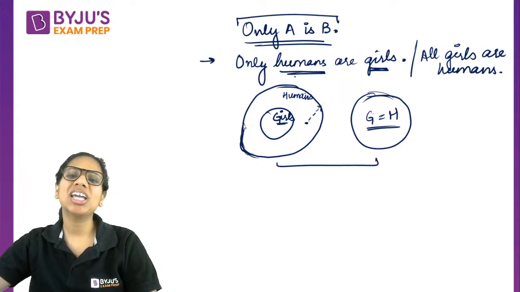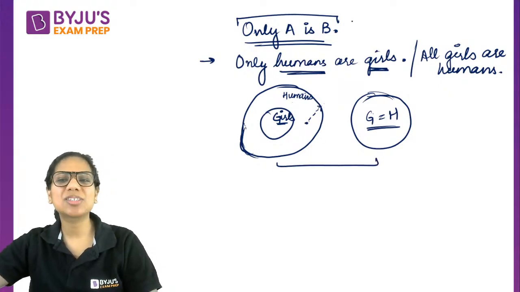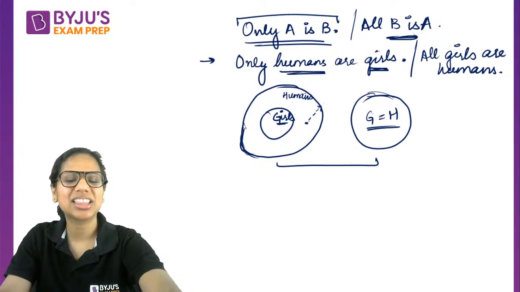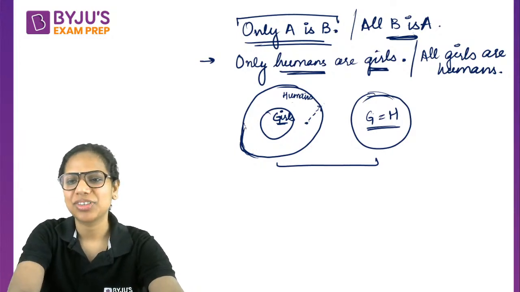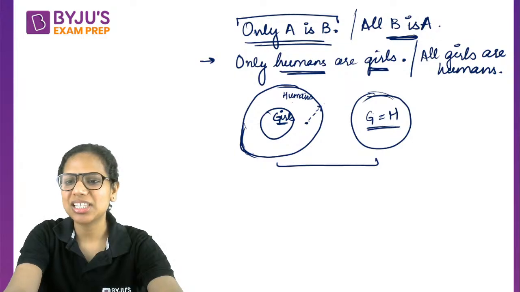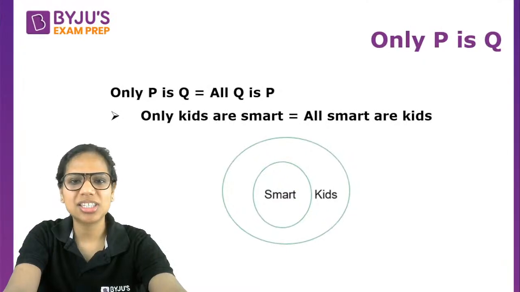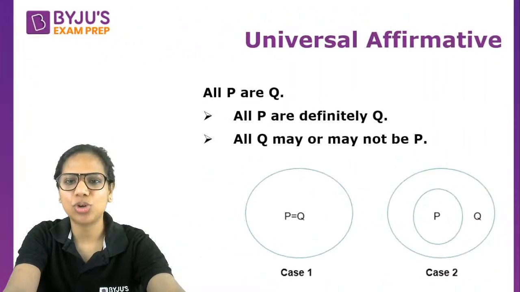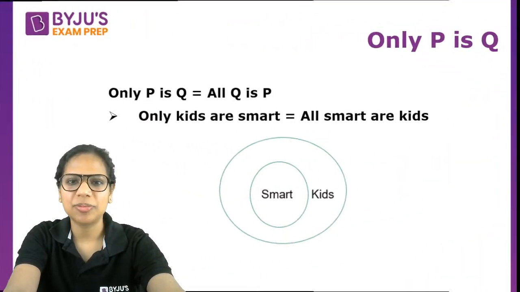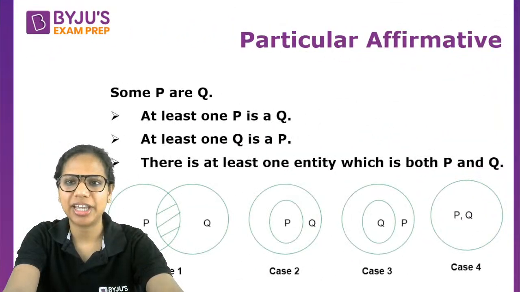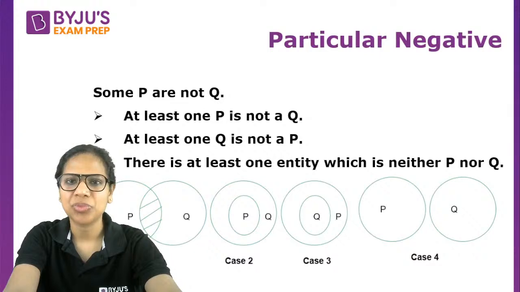So whenever you encounter an only A is B, just change it to all B is A. That's it. You are sorted. Only A is B is nothing but all B is A. Right? Hope this makes sense. Okay? Now let's take some questions. These slides just explain what I've already explained to you. These are some ready-made slides. I drew all the diagrams for you just for more clarity.